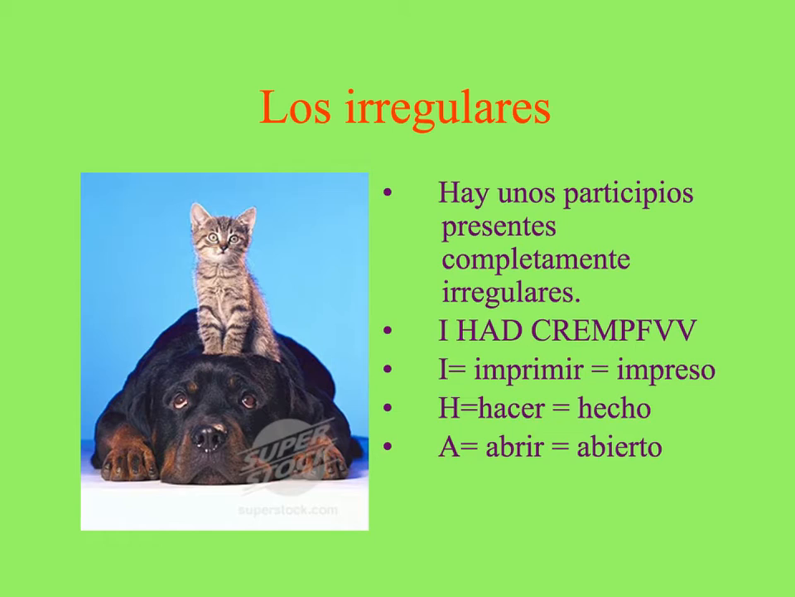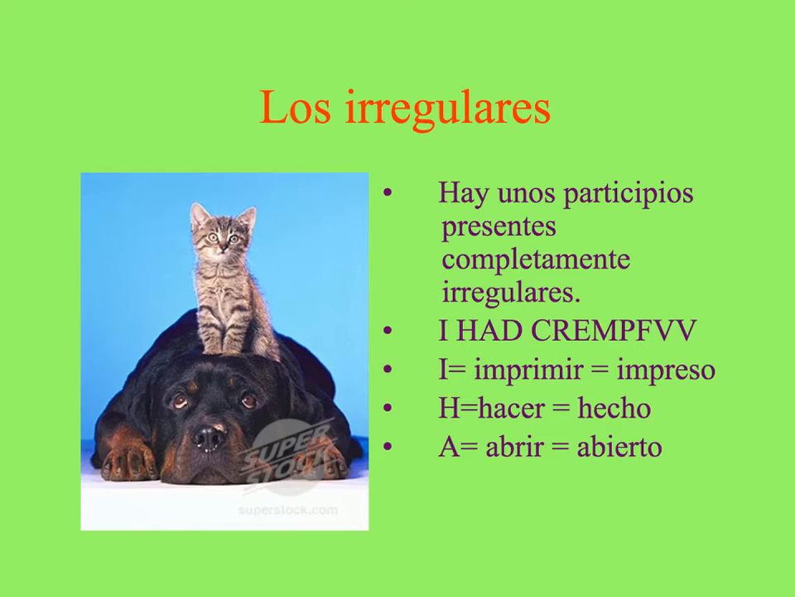There are some irregular past participles, okay? I organize them in my brain with the phrase, I had krempfvv. I like to think of it as some sort of exotic dessert. I had krempfvv, and it was delicious. Or maybe it was some sort of an unfortunate disease that you caught. I had krempfvv, and it wasn't fun. You think of it how you want.